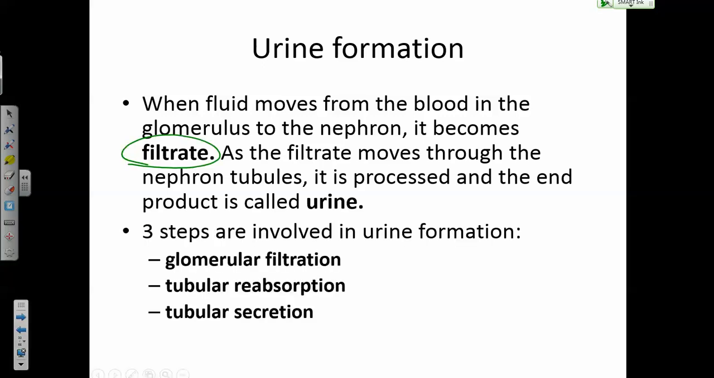The 3 steps involved in this urine formation you can see listed here. I have mentioned those to you without using the names, but we're going to look at these three steps.